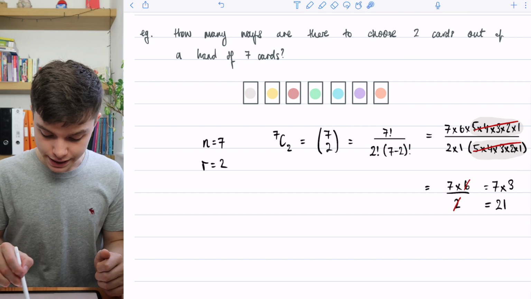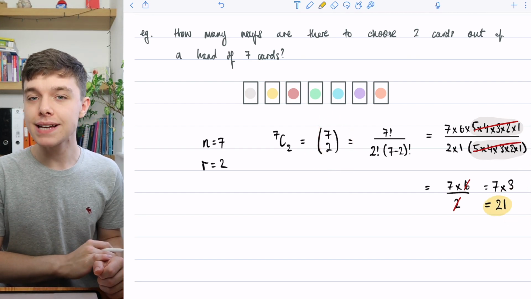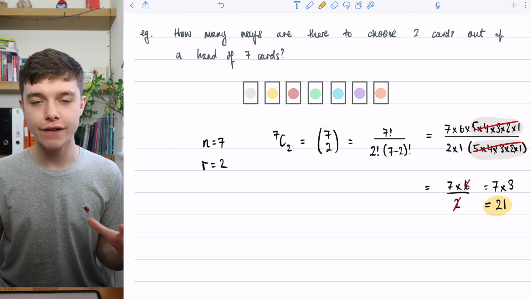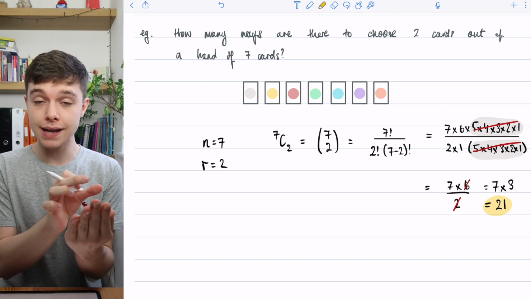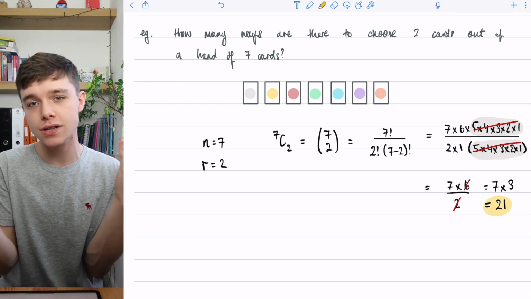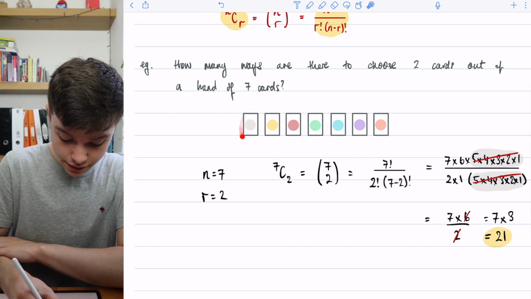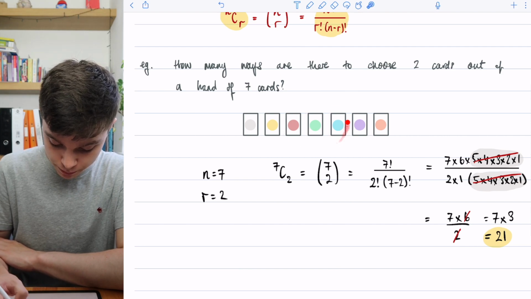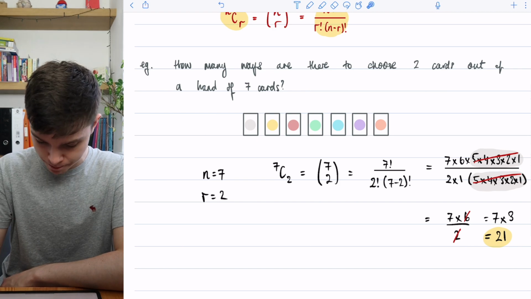So, what does that mean? 7 choose 2 is 21. And that is how many ways we can choose 2 cards out of a group of 7. If I had 7 cards in my hand, I can do 2 cards 21 different ways, if that makes sense. I could have this grey card with the red, I could have this yellow card with the green, I could have the red with the blue, I could have the red with the purple, etc. There's 21 ways of doing that.